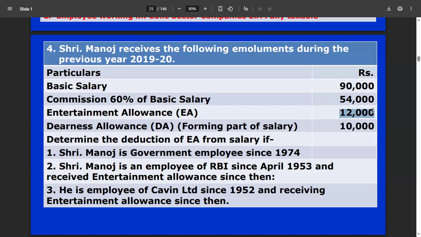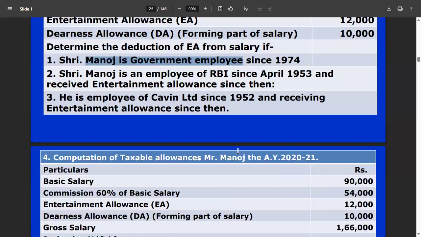Then dearness allowance, which is a part of salary, is 10,000. So here, if his dearness allowance is part of salary 10,000, it is calculated. Now suppose dearness allowance is 12,000 and only 10,000 is part of salary. Then for calculating the total income, we'll consider only 10,000. So they have said Mr. Manoj is a government employee. So let's find out the working.